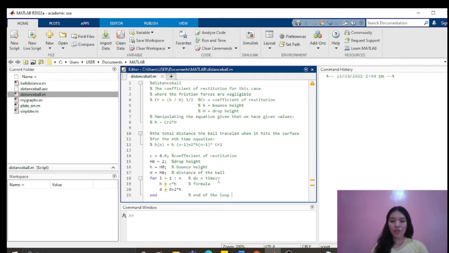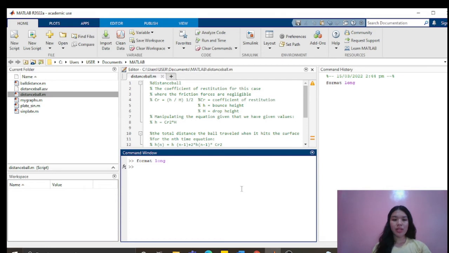Then for the for loop, i is equal to 1 colon n, which means to do it n times. Then h is equal to c multiplied by h, d is equal to d plus 2 multiplied by h, which is the formula from this equation. Then end, which is the end of the loop.